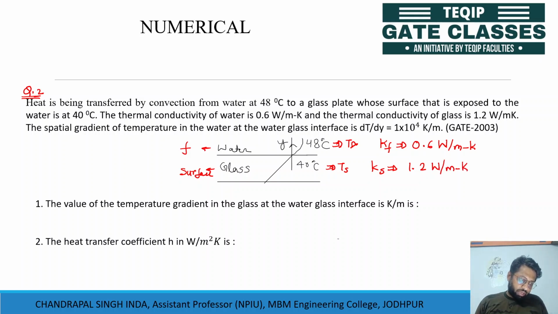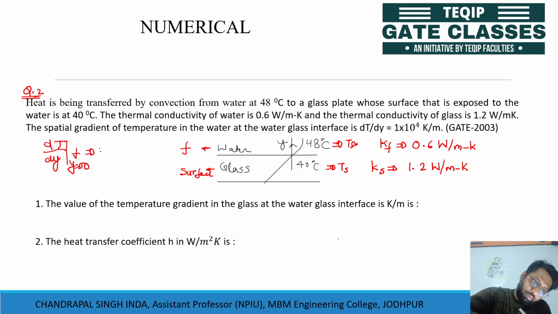The spectral gradient of the temperature in the water at the water glass interface is given. Water is a fluid, so dT by dy of the fluid is equal to 1 into 10 to the power 4 Kelvin per meter. We have two parts of this question, and hence this question contained 4 marks in the 2003 paper.